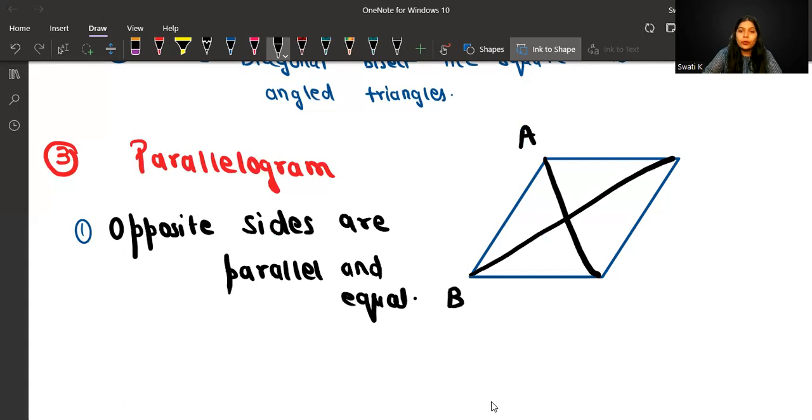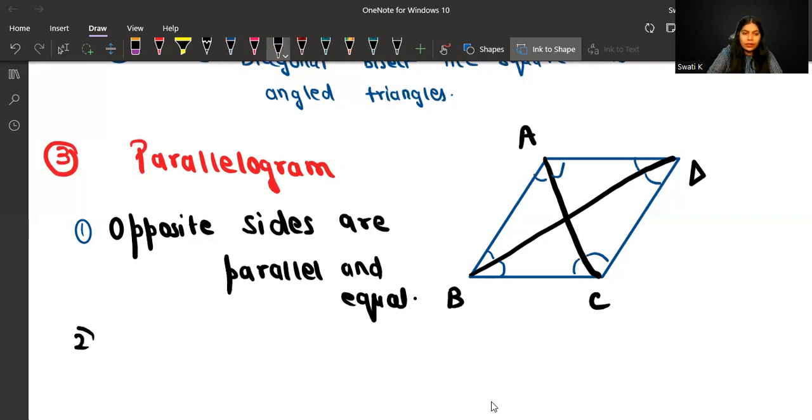So ABCD. So clearly you can see that diagonal BD is bisecting angle ABC. What is the meaning of bisecting the angle ABC? That means this angle will be equal to this angle. Similarly, AC diagonal is bisecting angle BAD. What does that mean? That this angle will be equal to this angle. BD is also bisecting angle ADC, so this angle is equal to this angle, and AC is bisecting the angle BCD, so that means this angle is equal to this angle.